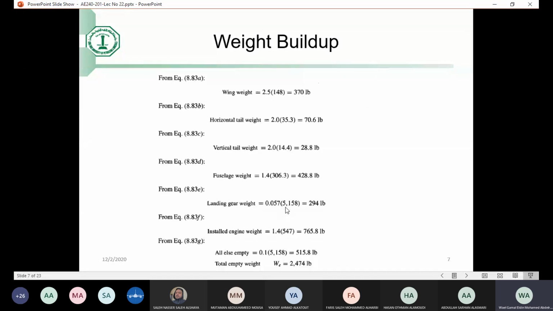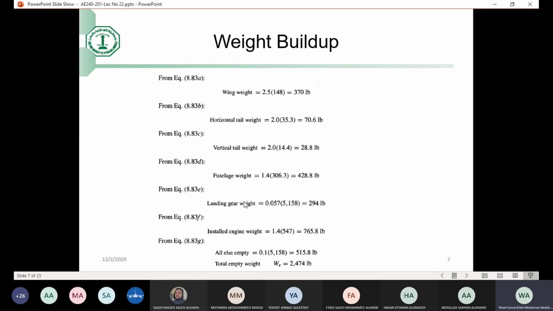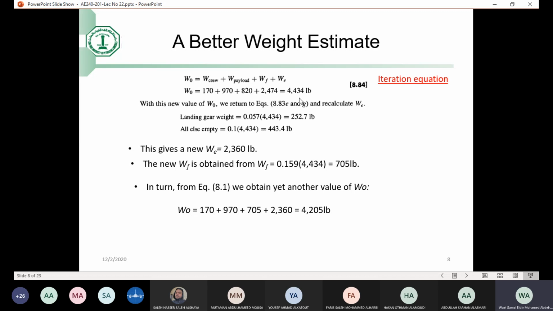Now, that's not the same as the 5,000. So, the better estimate of the weight up to this point is that the weight went down from 5,100 to 4,400. That's a considerable decrease. But that's not the final answer, because this new weight that I have here, if I put it in the landing gear and I put it in the all else empty, it will change these values, changing WE, and it will change again the weight. So we will do that.